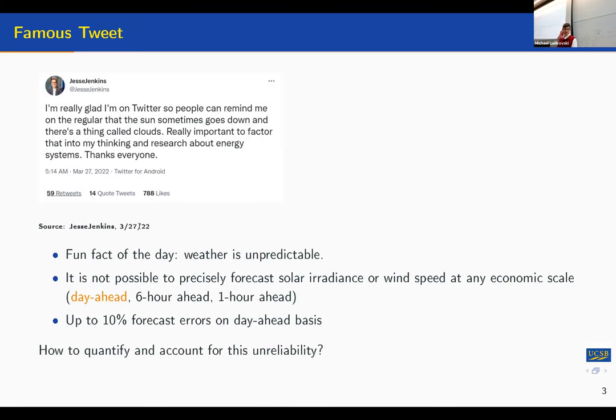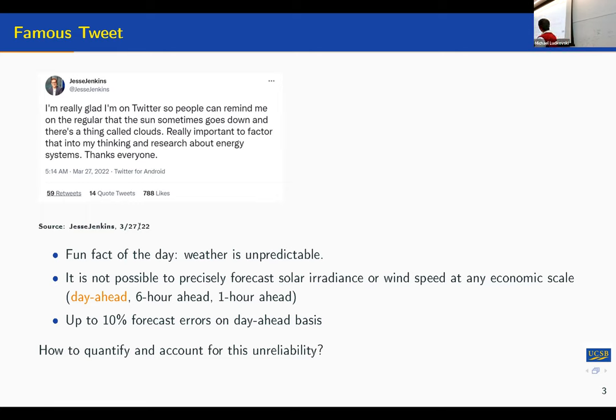All right, so let me start with this. I don't know if you've heard about Jesse Jenkins. He's a professor at Princeton. He has been one of the main popularizers and advocates of long-term investment in renewable energy and how to get to zero net emissions in 2050, something like this. So he really likes to think on the scale of decades, kind of the opposite of what we're doing. But he also has a huge following on Twitter.